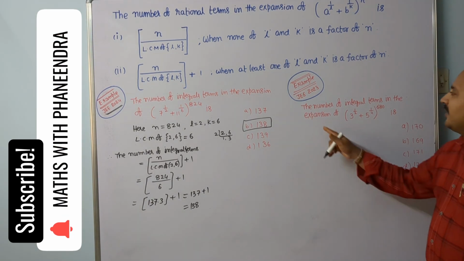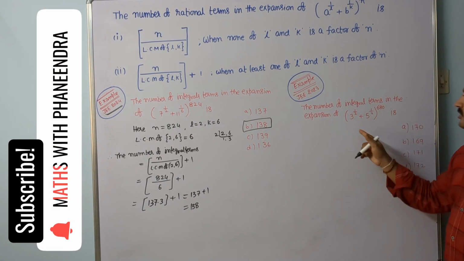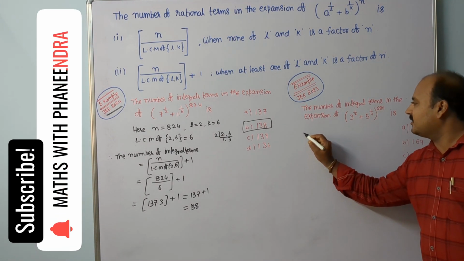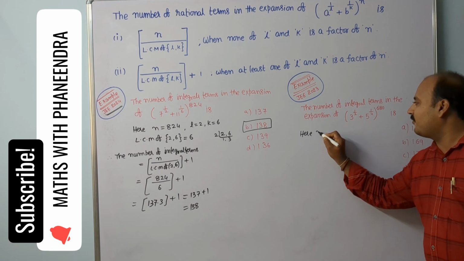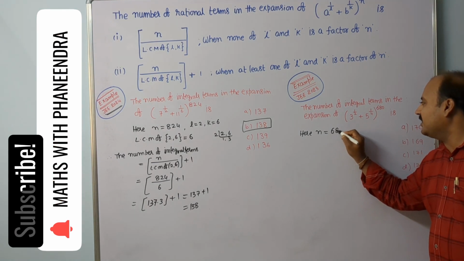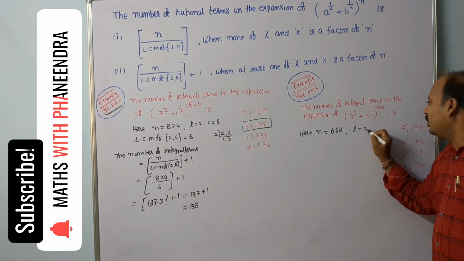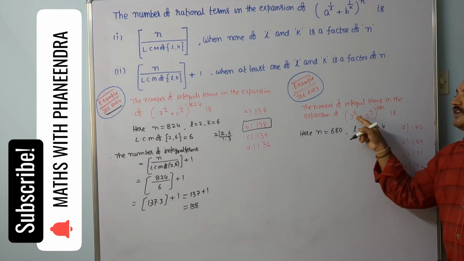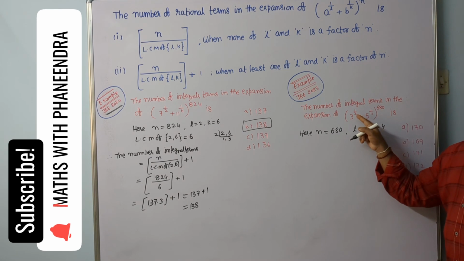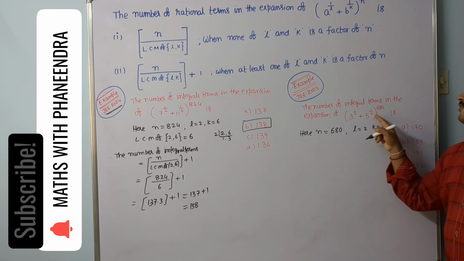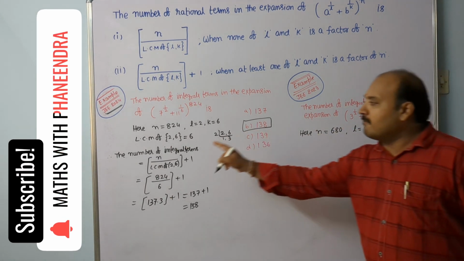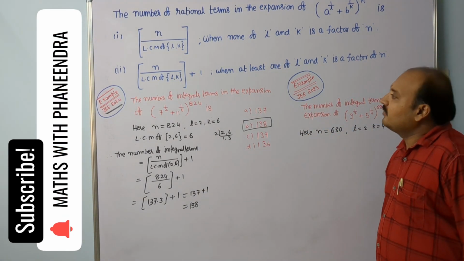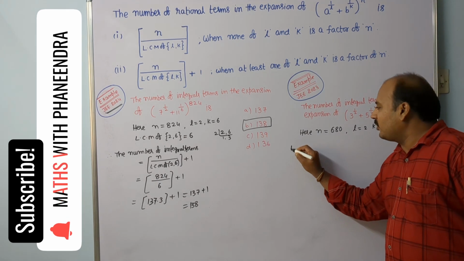JEE Mains 2023. The number of integral terms in the expansion of 3 power 1 by 2, 5 power 1 by 4. See here, first recognize the values of n, l, k. N value is 680, l value is 2 and k value is 4. We know that 2 is a factor of 680, so absolutely at least one of the factors 2 and 4 divides 680. So the number of integral terms means rational terms only.